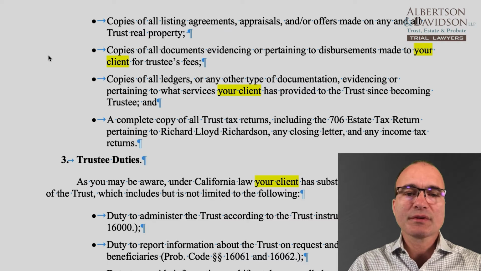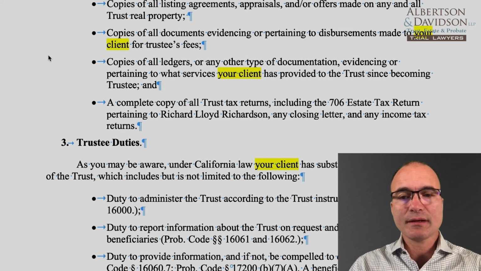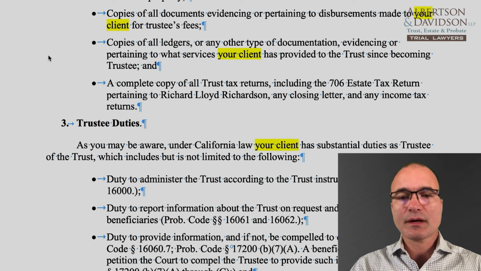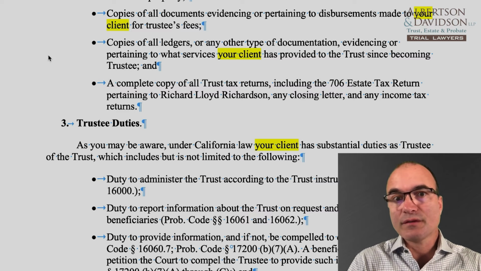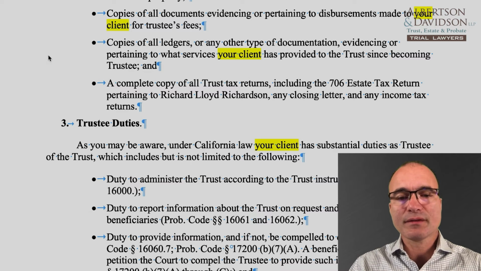We also want copies of all listing agreements, appraisals, or offers. Obviously, if somebody's selling real property, we want to know about it. We want to know about any disbursements made to your client for trustees' fees, or to you for trustees' fees if you're sending it to the trustee. What have you paid yourself? We also want copies and ledgers evidencing any services that the trustee has provided to the trust. So you're paying yourself for trustees' fees. What have you been doing to earn those fees? We need to know. And lastly, we have all tax returns.